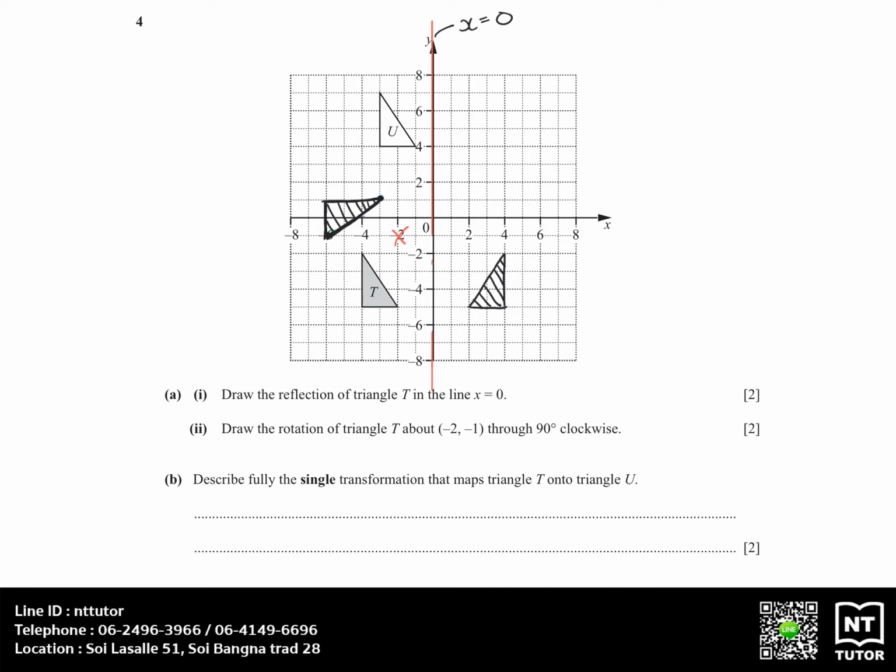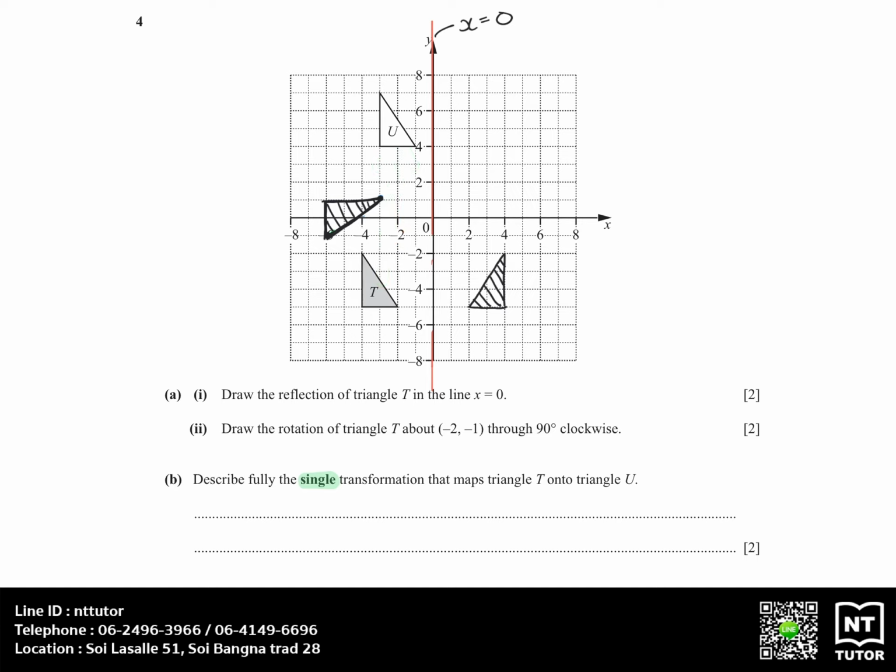B. Describe fully the single transformation that maps triangle T onto triangle U. This means that we can't do a 2-step transformation, like translate, then reflect. No, we can't do that. We need to do one transformation that directly transforms T into U right away.